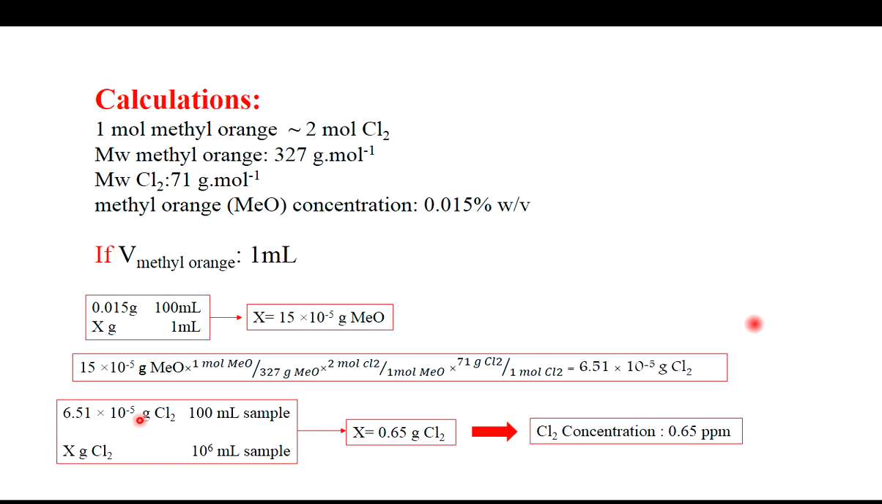6.51 times 10 to the power of minus 5 gram of Cl2 in 100 milliliter of water sample, for example cooling water. How many grams of Cl2 are there in 1 million milliliter of sample? The value is the concentration of Cl2 based on ppm. Cl2 concentration is 0.65 ppm.